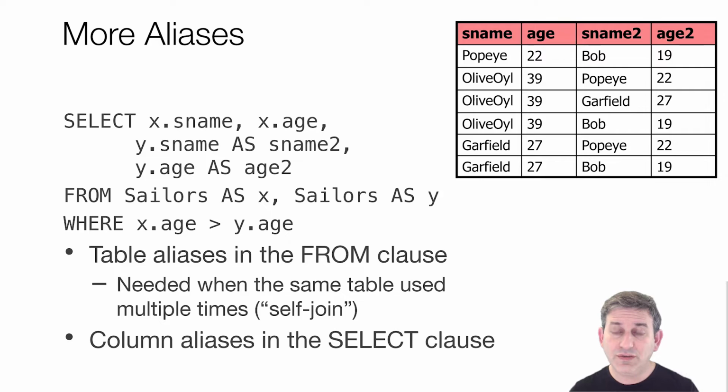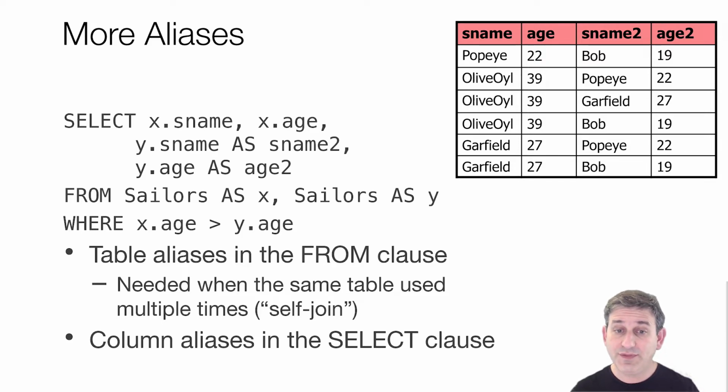Now we can also use aliases in the output. And this query is interesting in two ways. First of all, look at the from clause. We're joining sailors with itself. Seems kind of strange. So we have sailors as x and sailors as y, two different range variables over the same table. And what we're doing is we're comparing x sailor tuples to y sailor tuples, where the x sailor tuples have an age greater than the y sailor tuple.